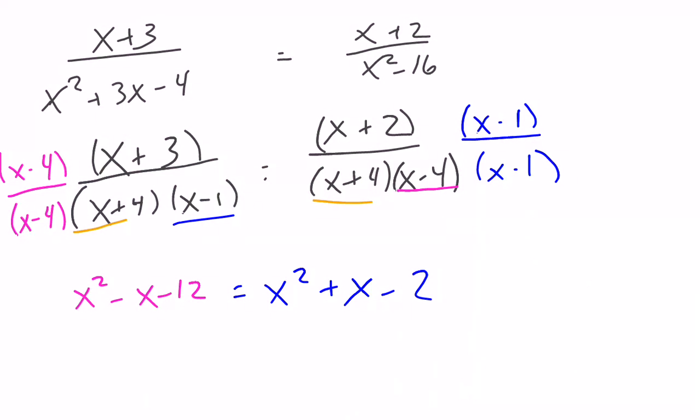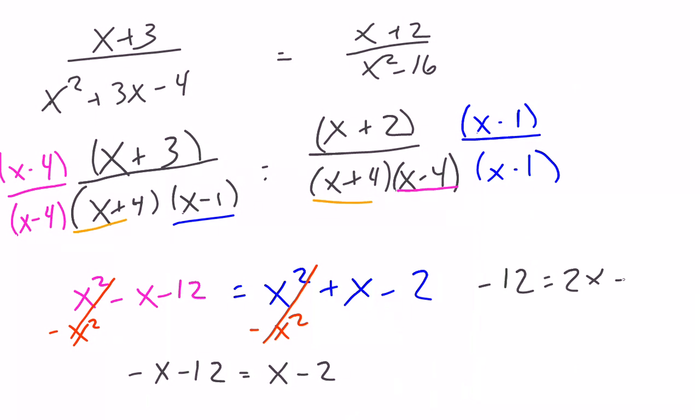Now some of y'all were flipping a biscuit because you have quadratics. But watch what happens. If I subtract x squared from both sides, my x squareds are going to cancel. So you were freaking out over nothing. So negative x minus 12 equals x minus 2. And I'm going to add x to the right side, so that would give me negative 12 equals 2x minus 2. Add 2 to both sides would give me negative 10 equals 2x, so x equals negative 5. And negative 5, when I look back at my original, is not going to give me a 0 in the denominator. So I am good to go. That's my final answer.